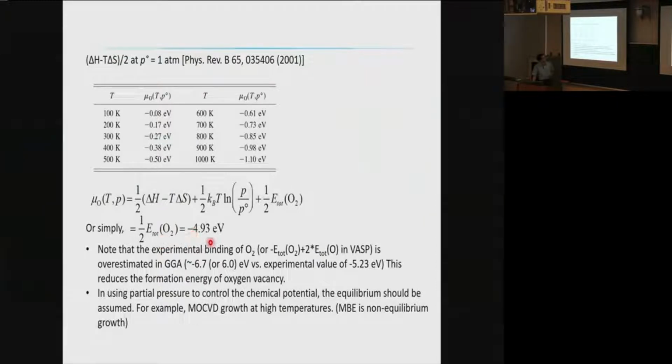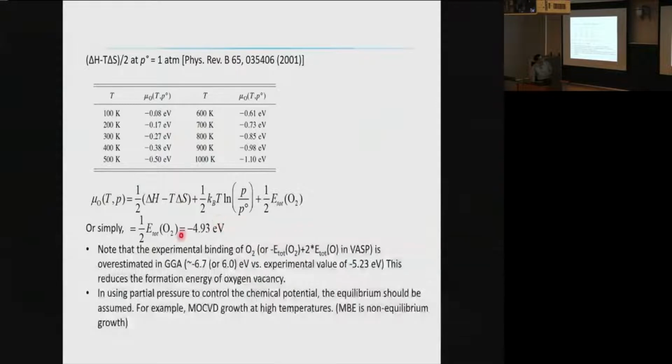And within the GGA, this is about minus 4.93 electron volt. No, this is actually the experimental value. Okay, so this is the theoretical value of this amount.